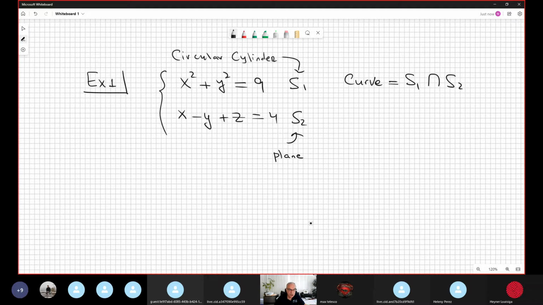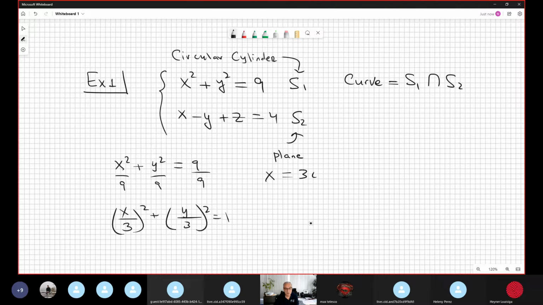Why? Because you take advantage again, okay, look, you take x squared plus y squared equal 9, divided by 9: x over 3 squared plus y over 3 squared equal 1. And you define x is equal 3 cosine t. y is equal 3 sine t. And what about z? Well, I have no idea.